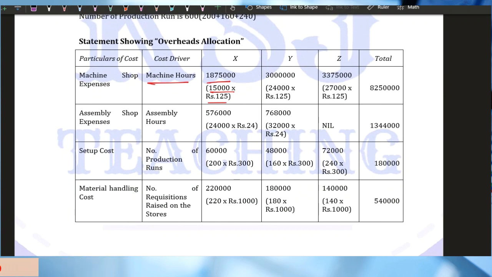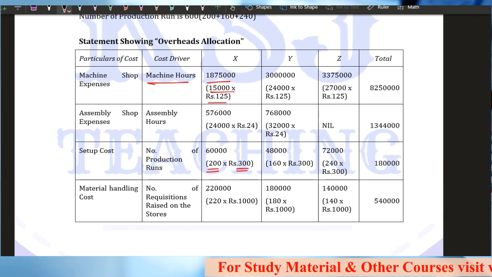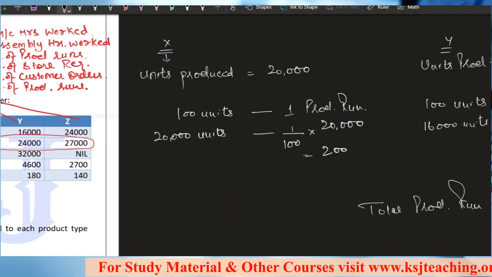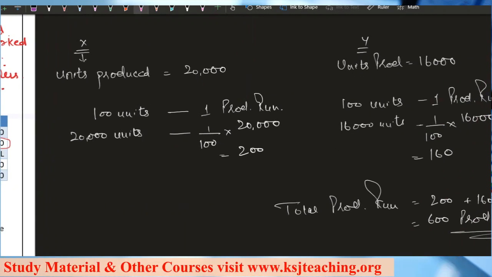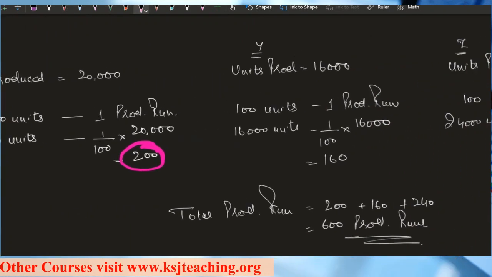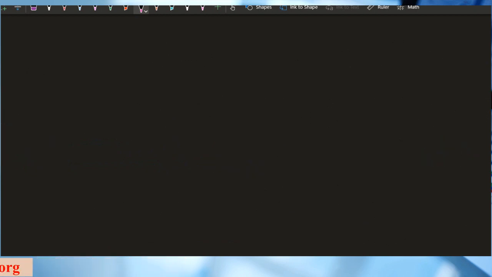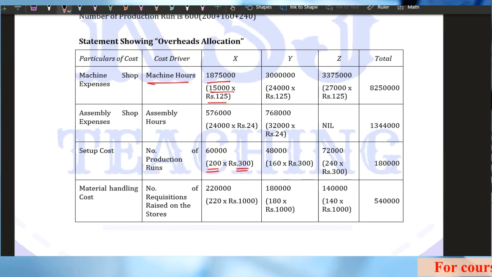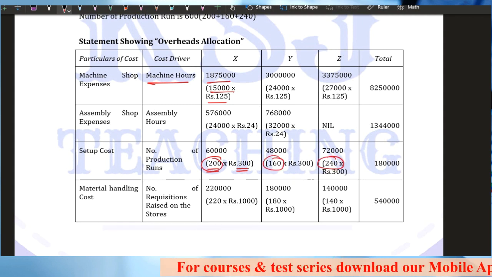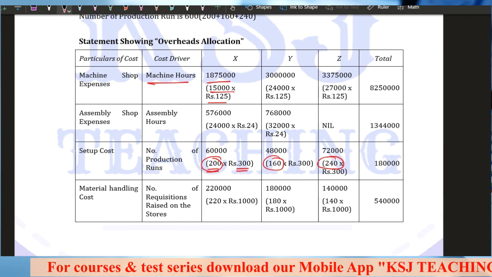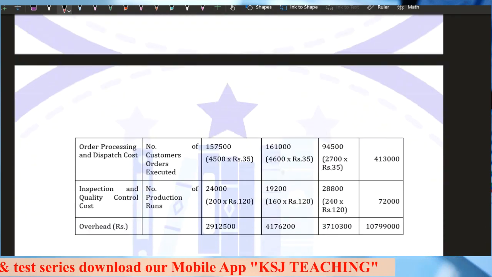Now the further question is same as what we have done. Clear? Be careful. Here we have to take the number of production runs. 200 production runs multiplied by 300 per production run. How to calculate the production run? This is how we have calculated the production runs. 200, right? Then we have 160. Then we have 240. This is what is taken here. 200, 160, 240. Right, sir? So you can do it.